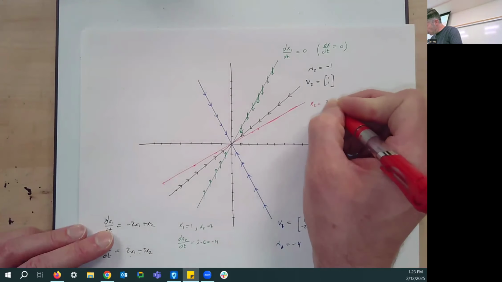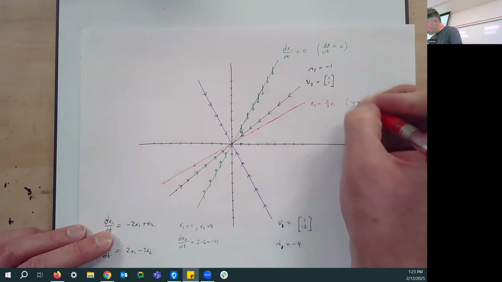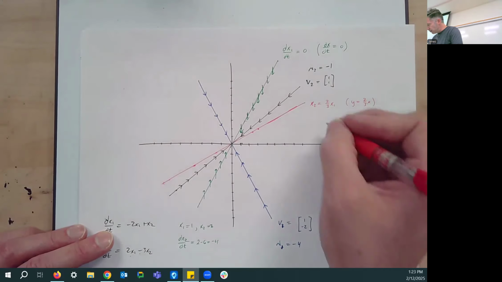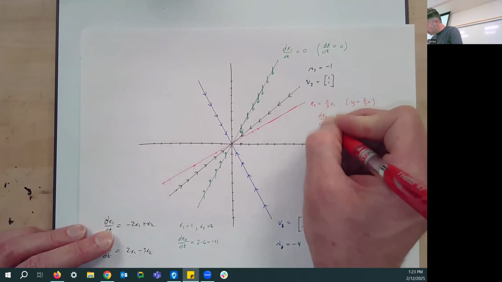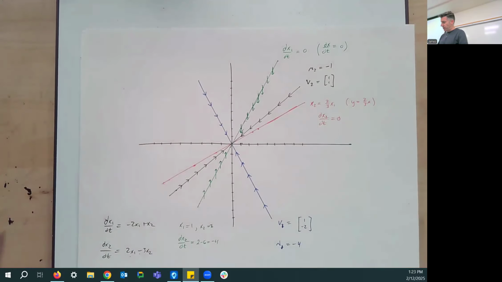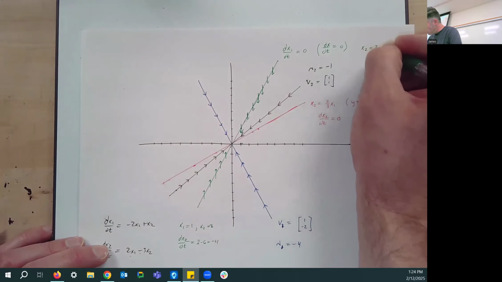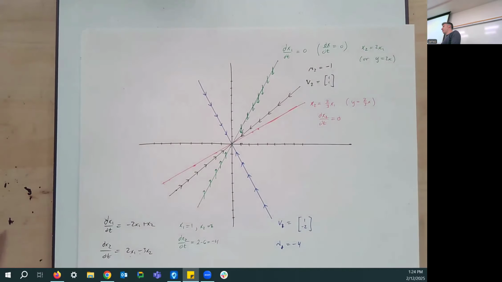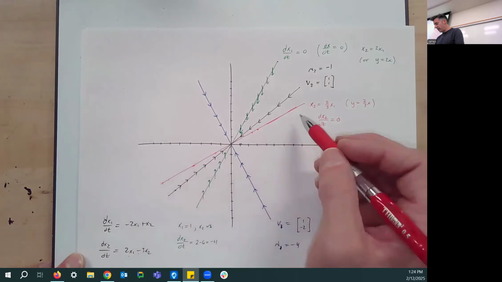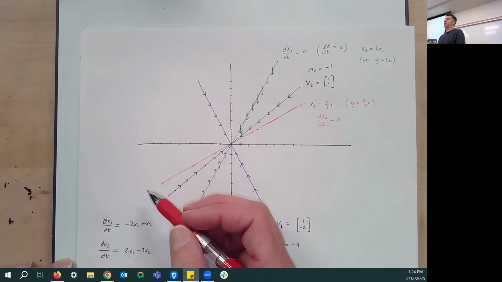So there's my other eigenline. x2 equal to 2/3 x1, if you prefer, y equals 2/3 x, which is giving us that dx2/dt is equal to 0. And I forgot for this green one up here, this is where x2 is equal to 2x1, or if you prefer, y is equal to 2x. I definitely do prefer using x and y versus x1 and x2, just because I think it's easier to think about graphing these lines in terms of y and x instead of having to make the quick translation from x2 to y and x1 to x.